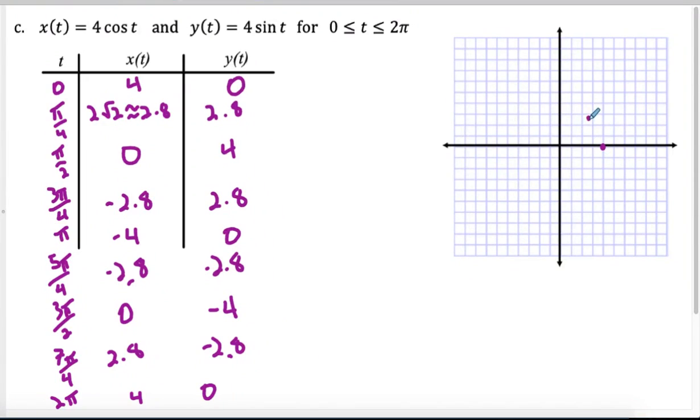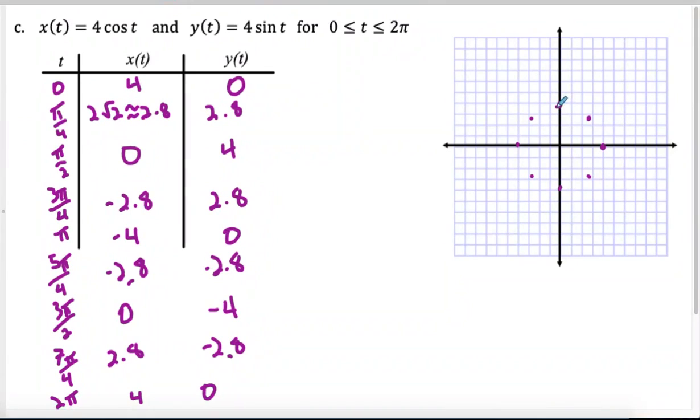So if we plot all of these points, right, we go to 4, 0, and then 2.8, 2.8 would be right about there, then 0, 4, then negative 2.8, 2.8.